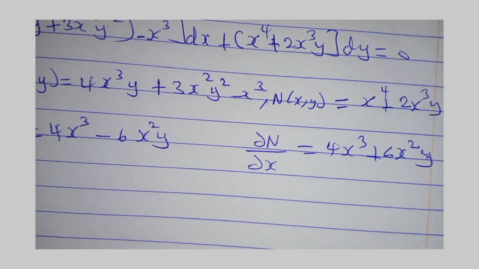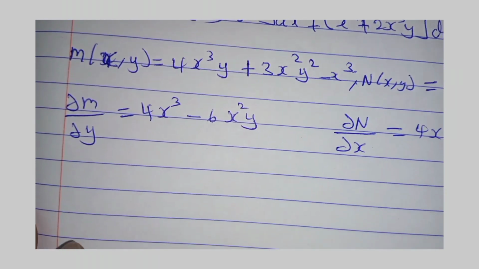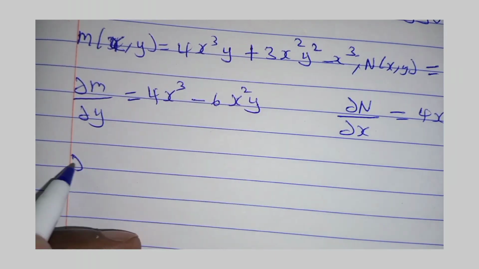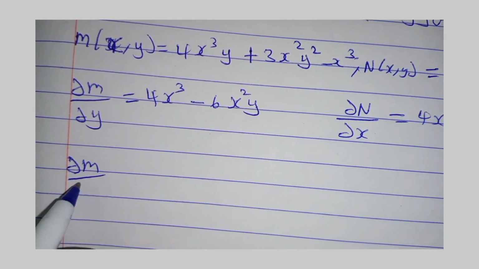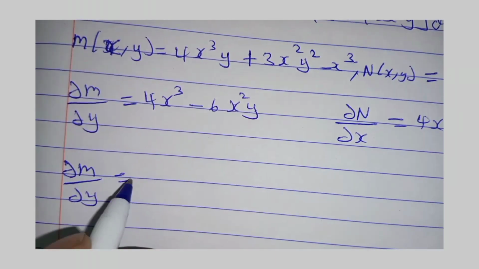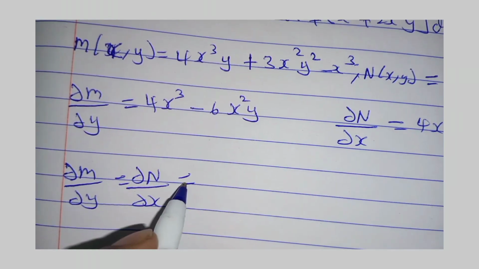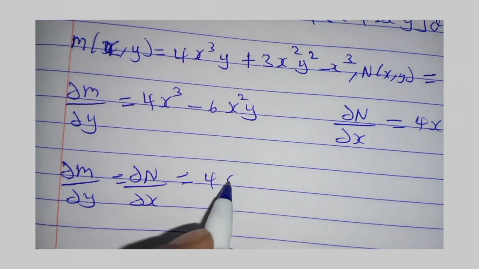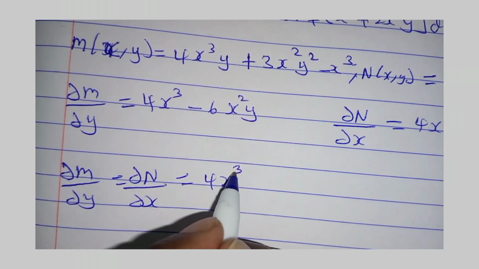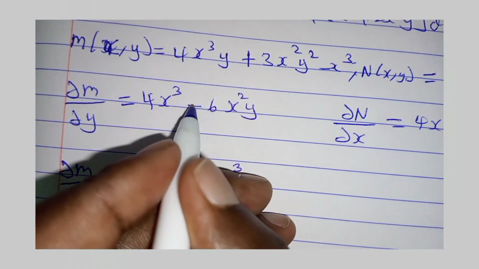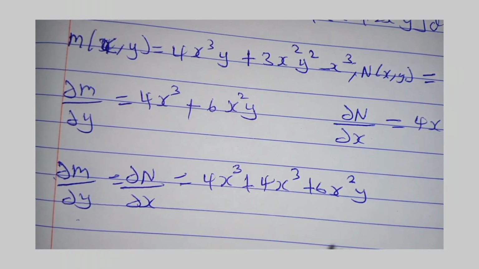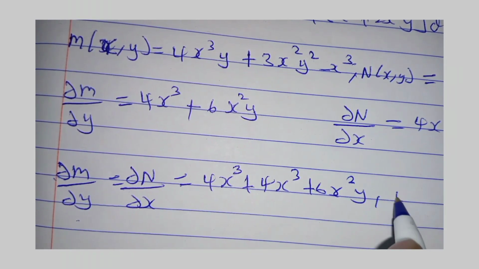Once you get that, the next thing you do is compare the partial derivative of M with respect to y with the partial derivative of N with respect to x. In our case, the partial derivative of M with respect to y is 4x cubed, and the derivative of N with respect to x contains the same term. It tells you that our equation is exact.